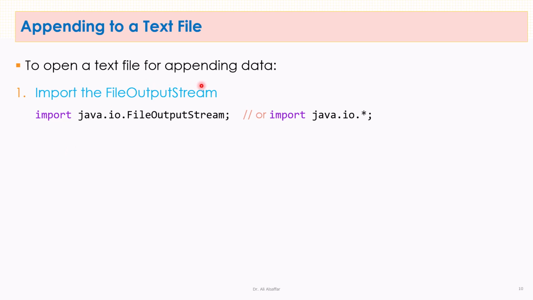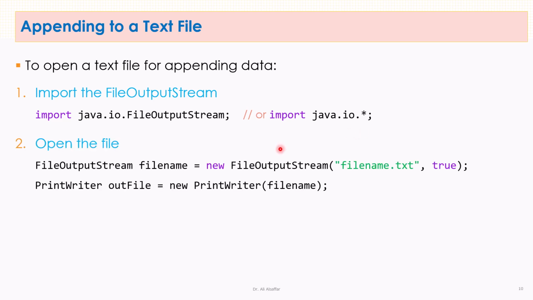To open a text file for appending data, first you need to import the class definition for the FileOutputStream. To do that, you write import java.io.FileOutputStream. Or you can import all the classes that are inside java.io by writing import java.io.*. Next, you need to create an object of type FileOutputStream for the file name. So here is how the object is created.